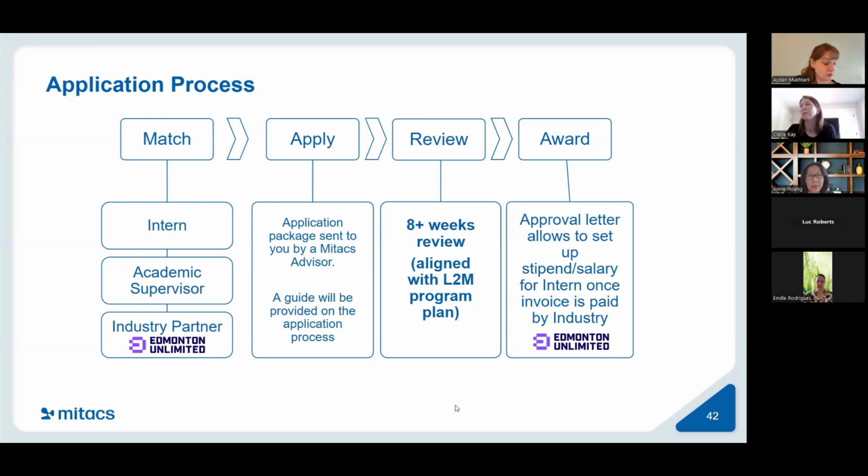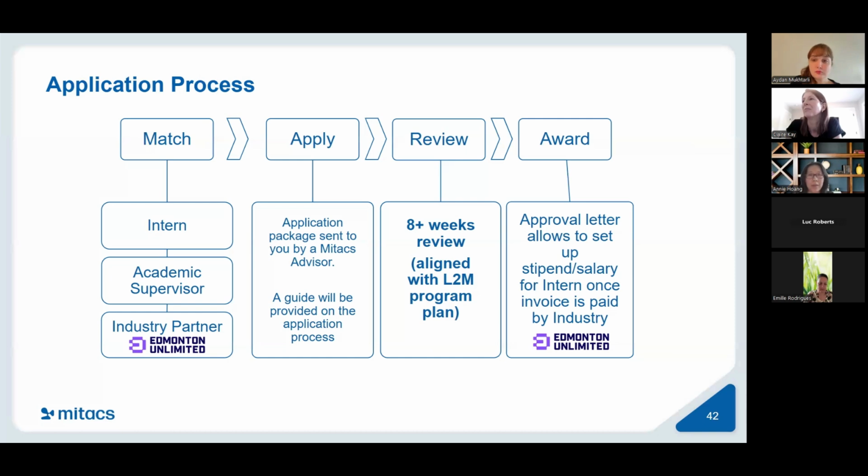If you do have a question about the application, I do recommend checking the guide first before you ask your MyTax advisor. A lot of the times, the answer that you have on the portal, especially, is already answered in the guide. So once your application is submitted, it does have different internal steps.